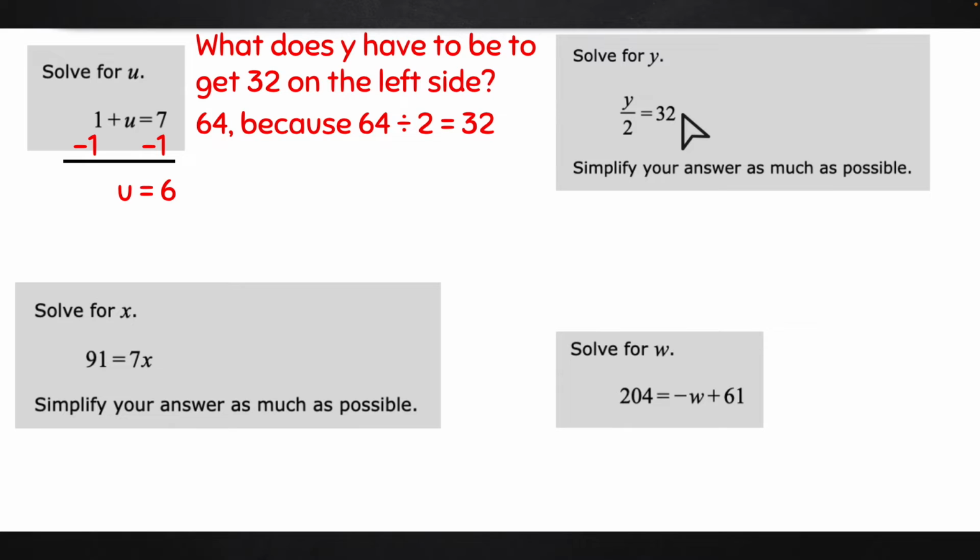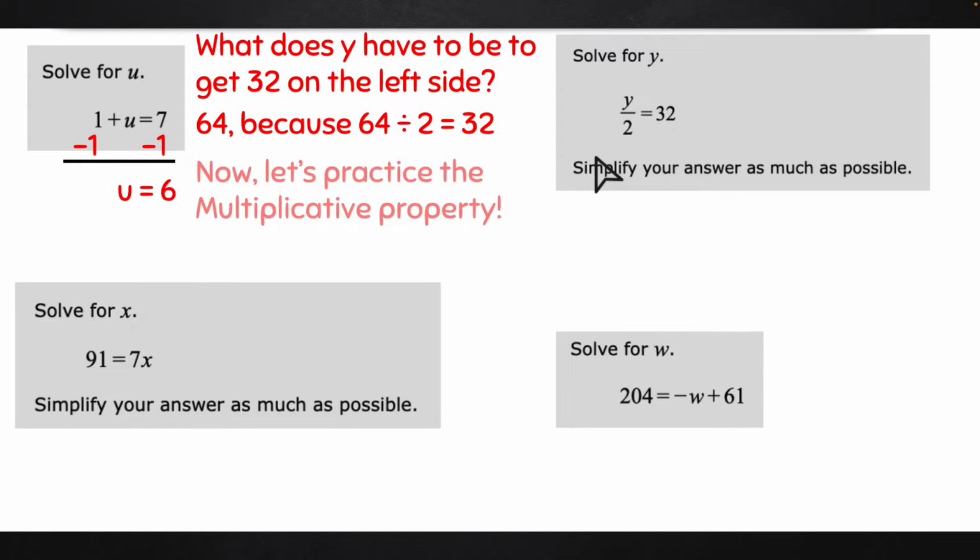So let's look at the algebraic method. We're going to practice the multiplicative property. It's being divided by 2, so I'm going to multiply by 2 on both sides because multiplying by 2 divided by 2 cancels out. It becomes 1, so y is left by itself, and 32 times 2 is 64.